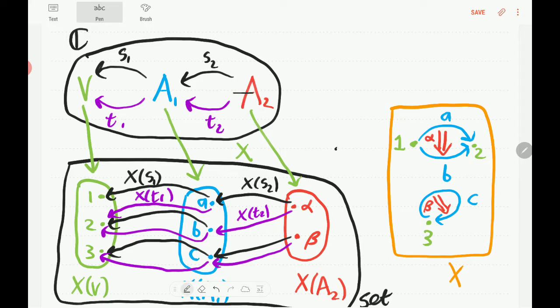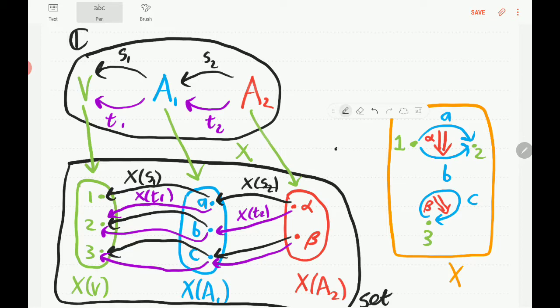So anyway, this object A2 is going to get sent to a set, this object A1 is going to get sent to a set, and this object V is going to get sent to a set. Now, we can think of these three sets. We can think of X of A2 as this set of two arcs. And two arcs we can think of as arrows between one arcs. So we can think of X of A1 as this set of one arcs. And then these one arcs, we can think of those as just arrows pointing from one vertex to another. So we think of X of V as this set of vertices.